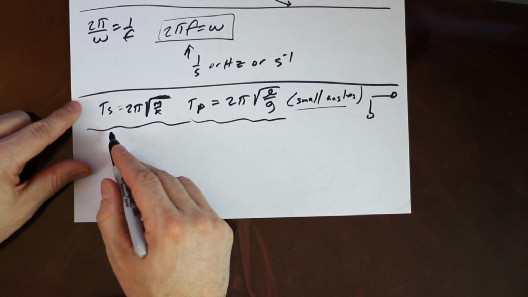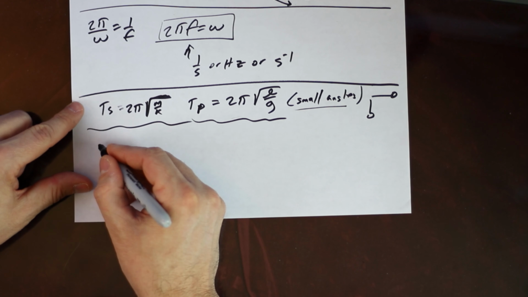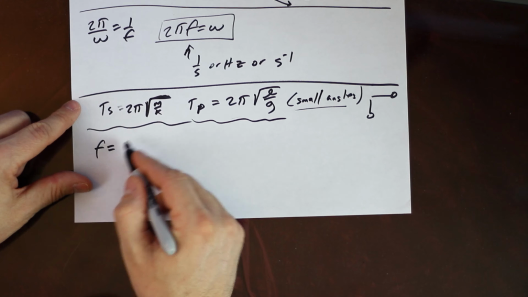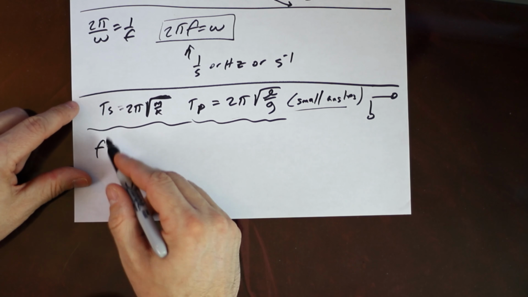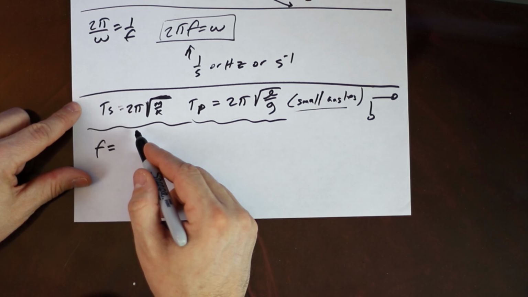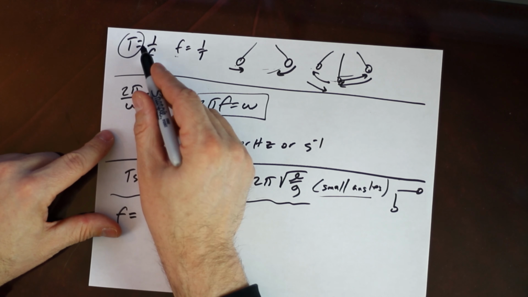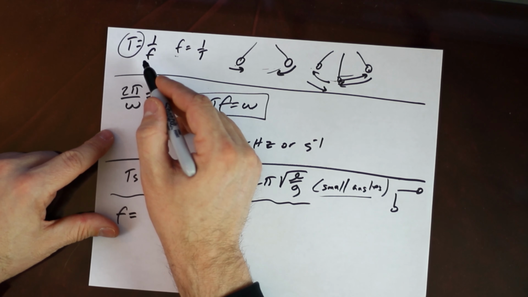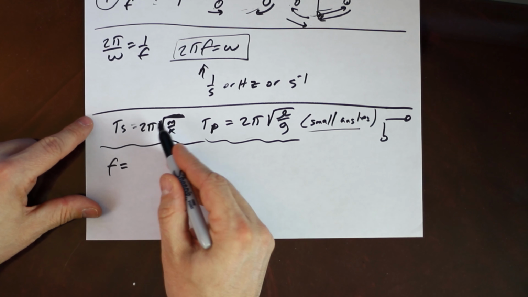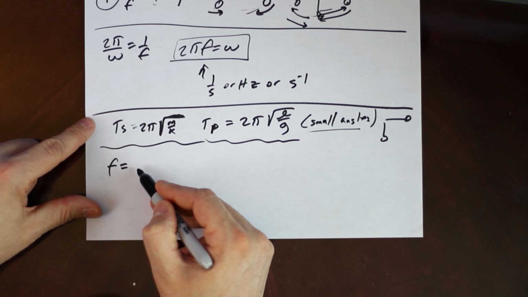Okay, so let's do this and figure out what it would be in terms of frequency. If we wanted frequency, what would the frequency of our oscillation be instead of how long for one? Remember that they're just the inverse of each other, right? So I can just take this equation to the -1 power and end up with my equation for frequency.